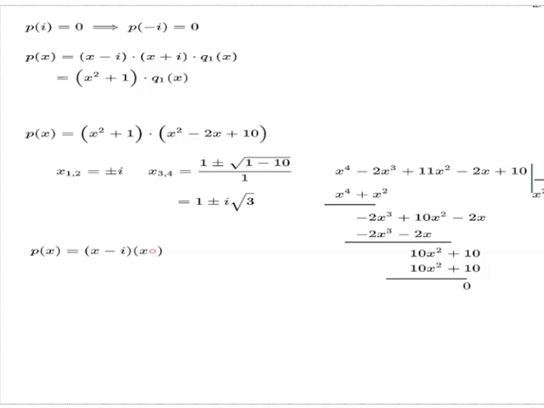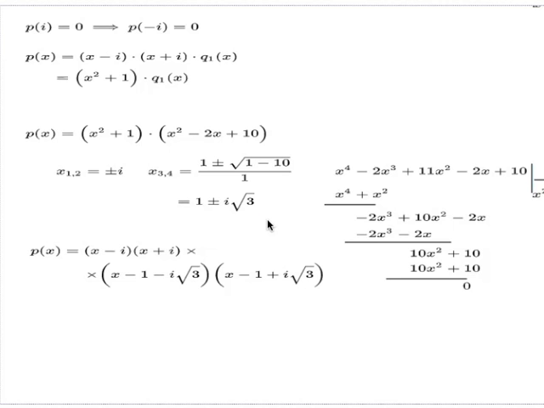Here it is: x take i, x plus i. That's the first two factors. And the other two will be x take 1 take i root 3. It's one of these ones. And the other one, x take 1 plus i root 3. That's the other one of these ones. Now goes your question. Yes, please.